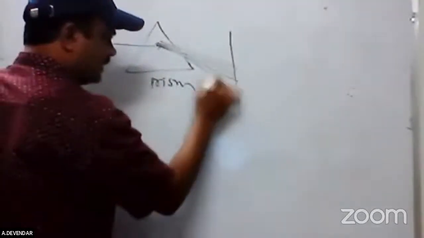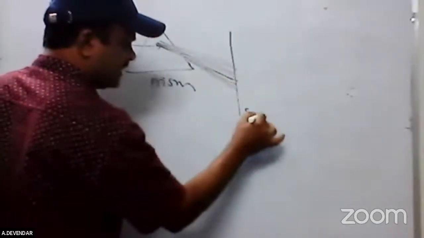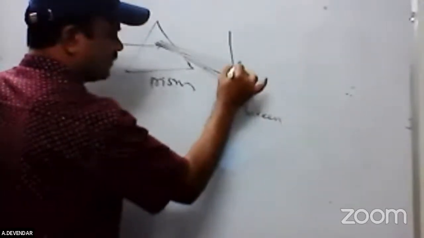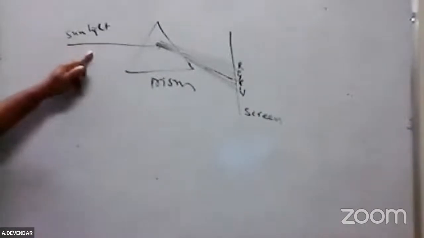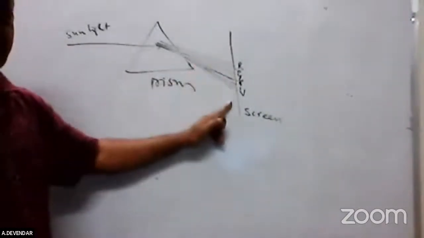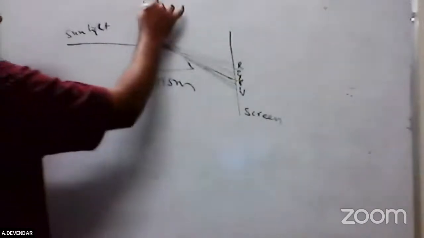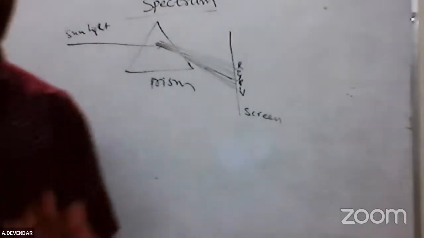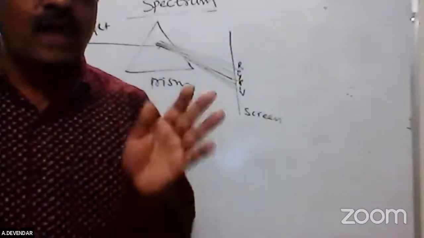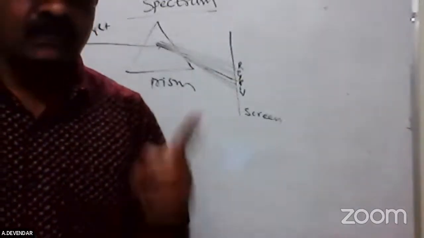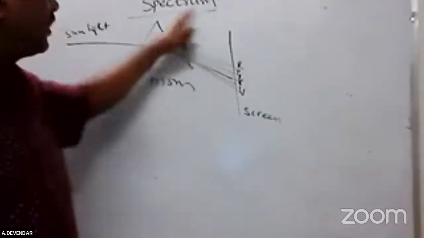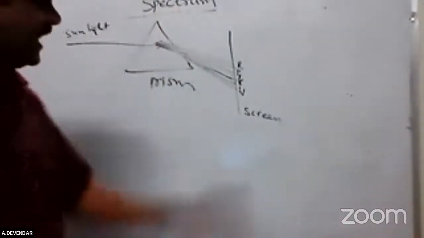You can keep a screen. On this screen you get VIBGYOR. That means white light is composed of 7 colors. This phenomenon is called a spectrum. Spectrum means that when a ray falls on a prism, it is split into a number of component lines. The component lines are well-defined distinct lines, and you can calculate the wavelength as well as the frequency.